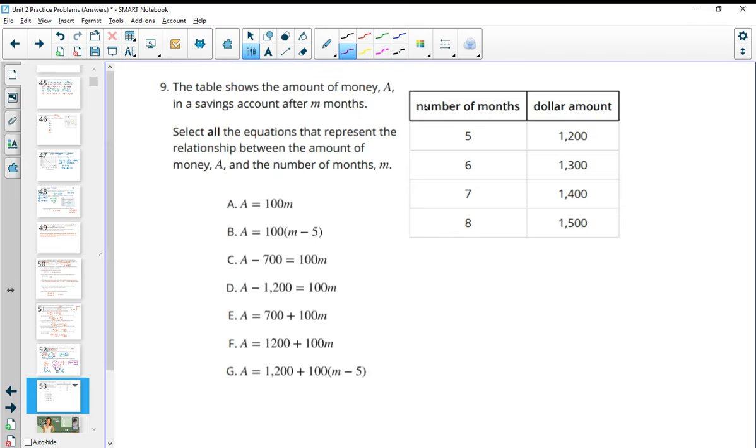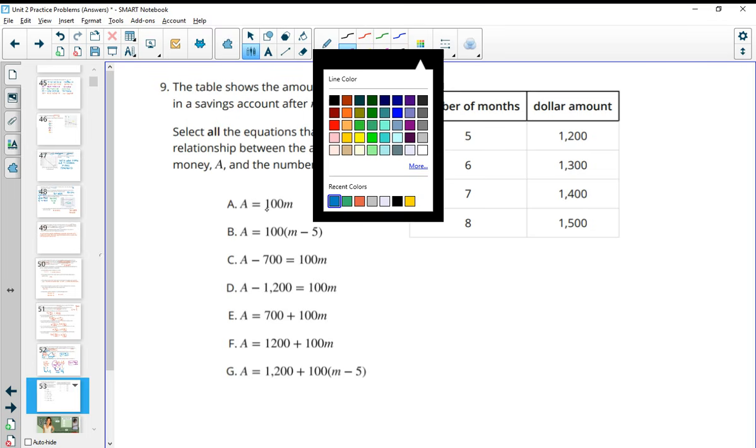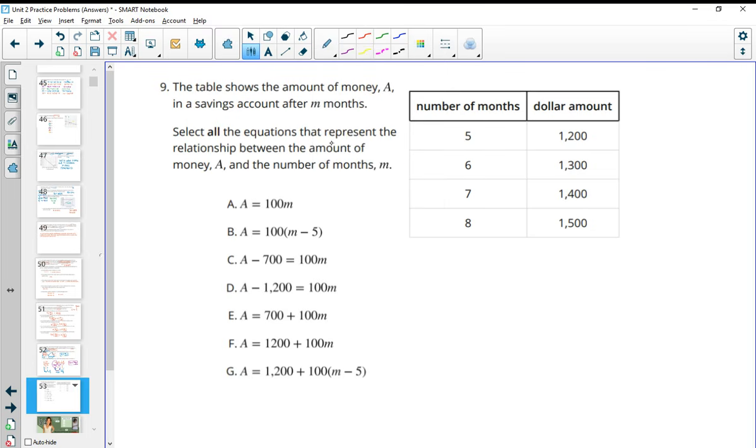Number 9, the table shows the amount of money A in a savings account for M months. Select all equations that represent the relationship. So we just want to look at these relationships and plug in values. So this says that our dollar amount is going to equal 100 times M. Well, 5 times 100 is equal to 500, not 1200. So this is not going to work.